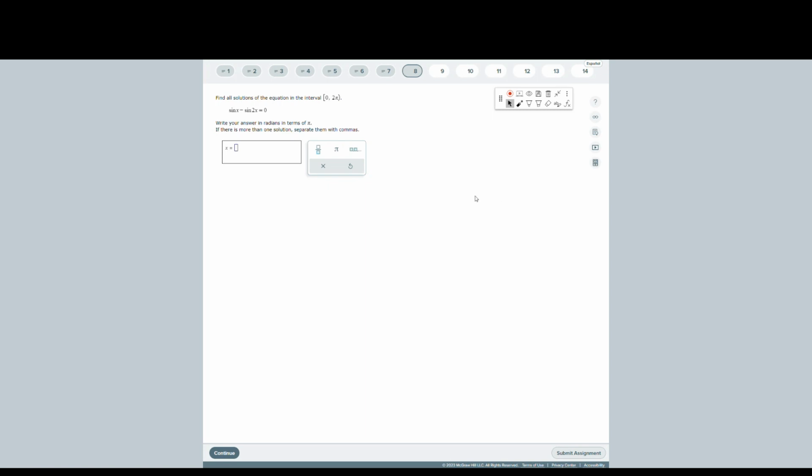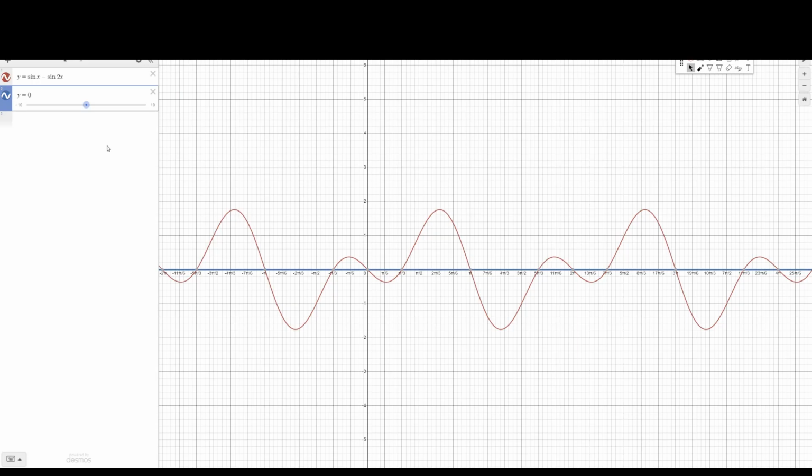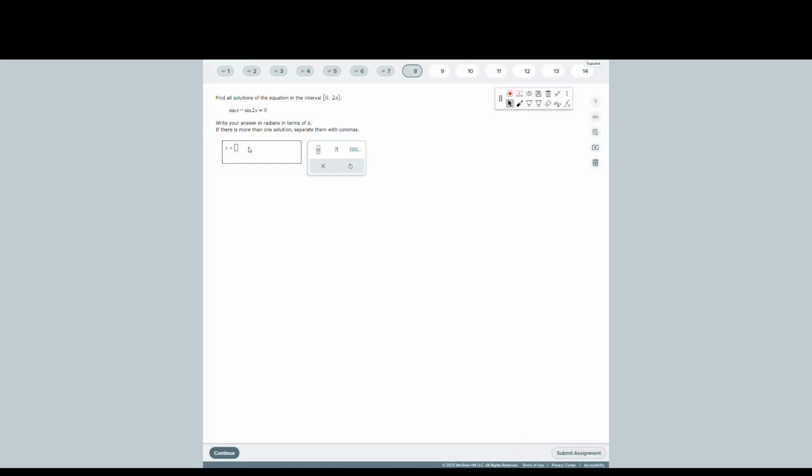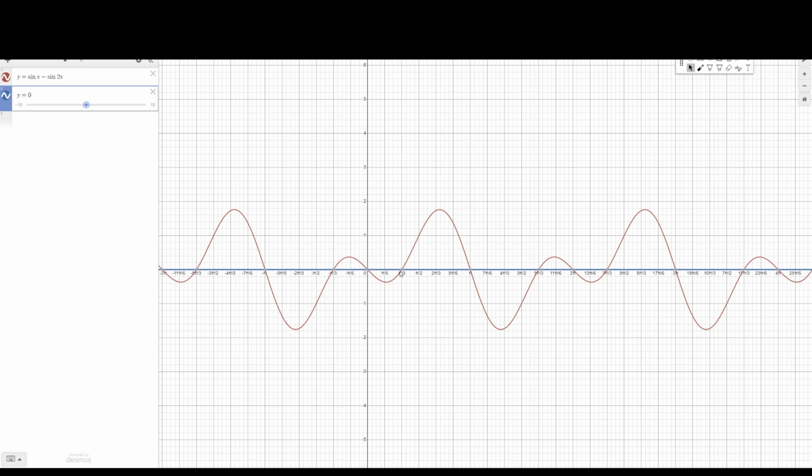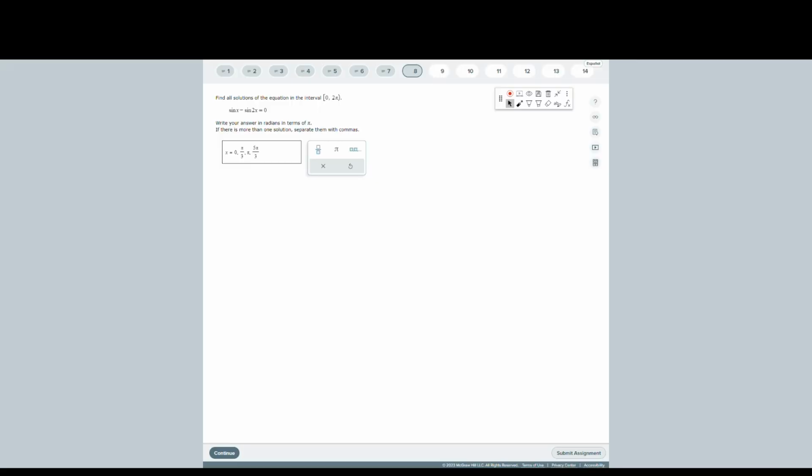So for this, I really feel like the graph is pretty cool. But plug it straight in. What you have here, y equals 0 at point 0, pi over 3, pi, 5 pi over 3. So those will be all your solutions here: 0, pi over 3, pi, 5 pi over 3. There you go.